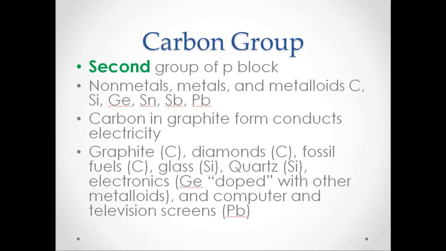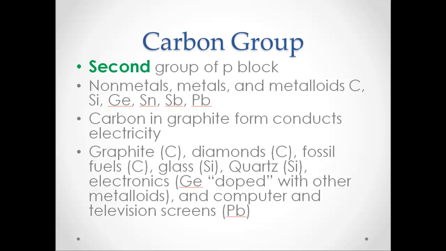Following the boron group is the carbon group. Okay, the second group of the P block starts with carbon, pretty simple. Lots of uses. Okay, diamonds, graphite, fossil fuels. Okay, gasoline is a hydrocarbon. It's hydrogen and carbon mixed together to form a molecule called octane. Okay, so when you go to the gas pump and it says 87 octane, 89, 93, it's the concentration of octane within the gas.